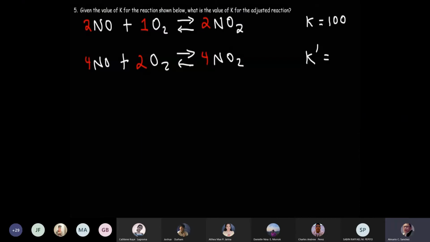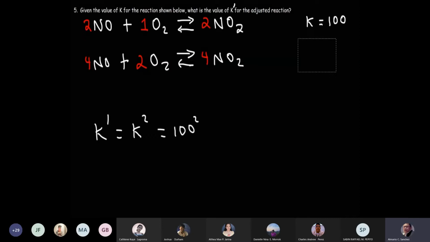Number 5. Given the value of K for the reaction shown below, what is the value of K for the adjusted reaction? Or more specifically, K prime. So notice that we doubled the coefficients of the first reaction. How is that going to affect the value of K? When you double the reaction, the new value of K is going to be the square of the original value of K. So K prime is going to be K squared. Thus, that's going to be 100 squared, which is 10,000.